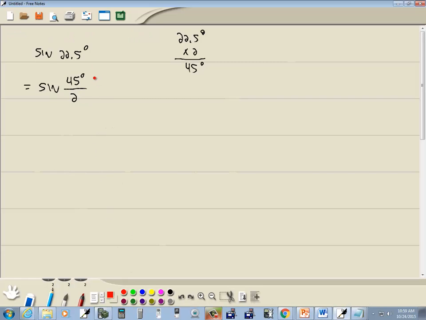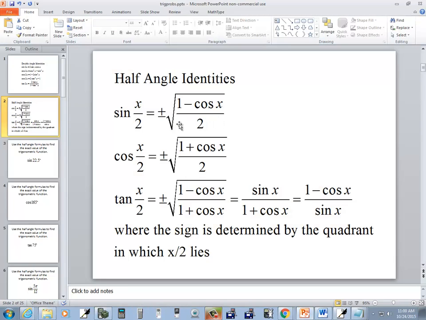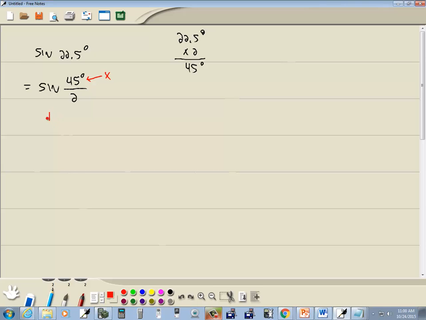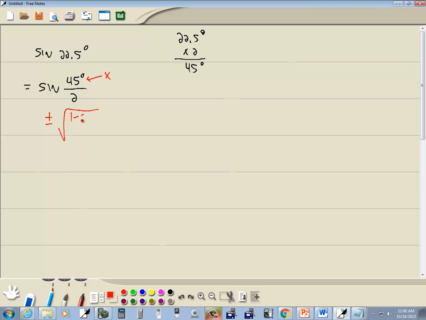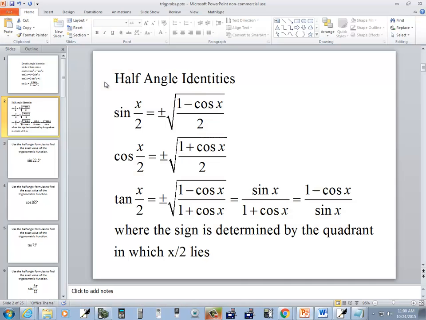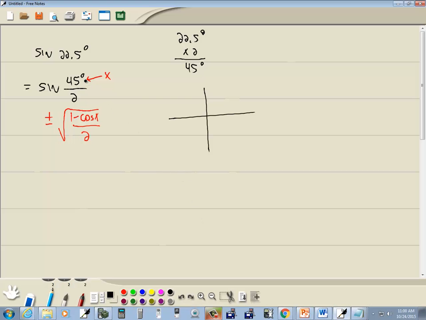Now given the formula, this is going to be our x. And the formula says that we're going to have a plus or minus square root of 1 minus cosine x over 2. Now, theta, or x in this case, because it says the sign is determined by the quadrant in which x over 2 lies.